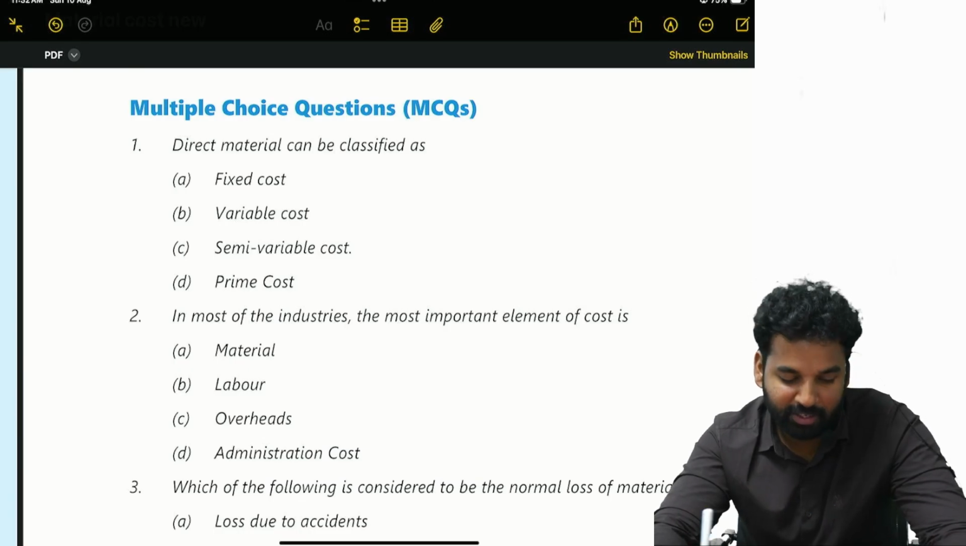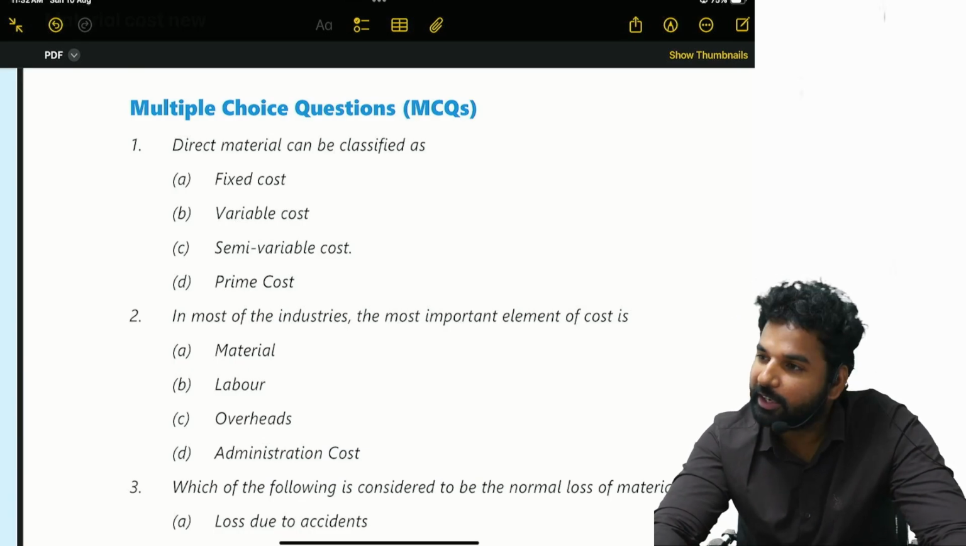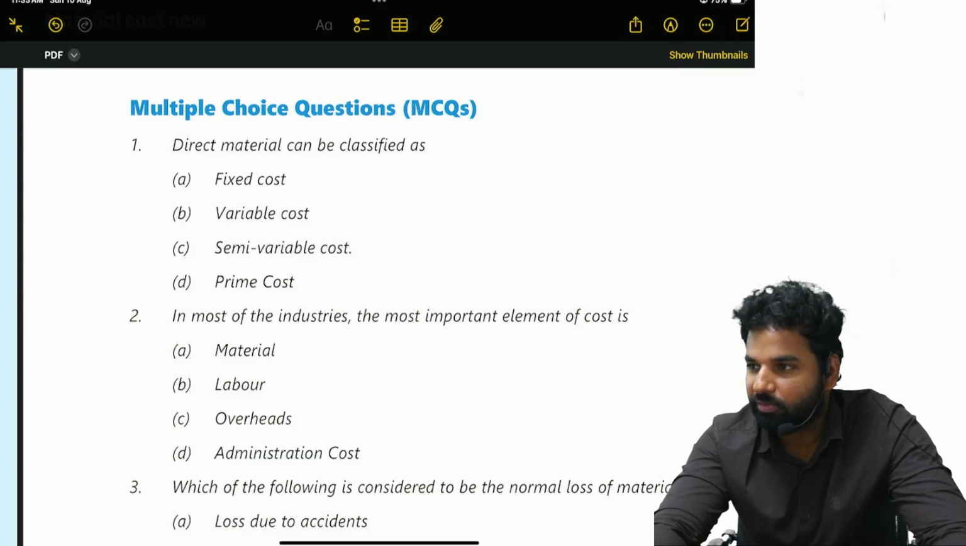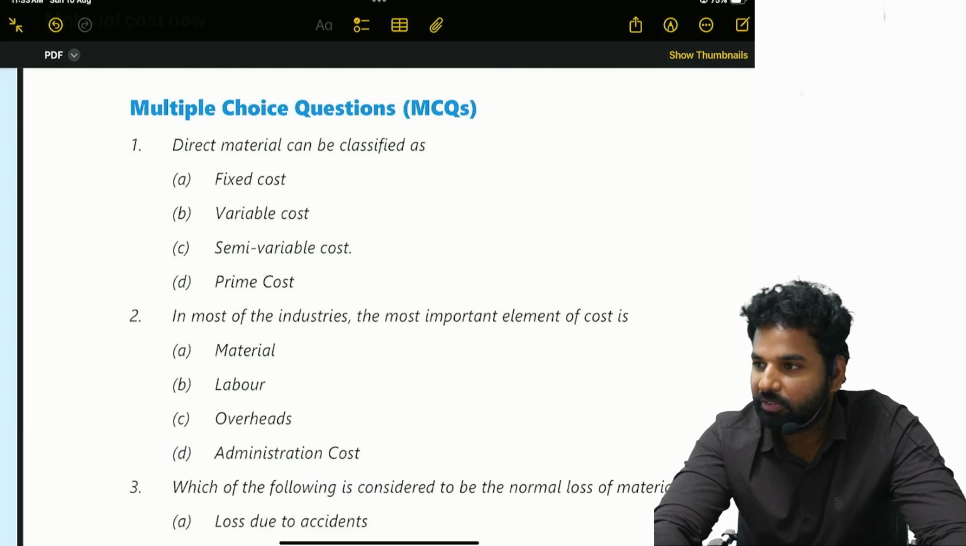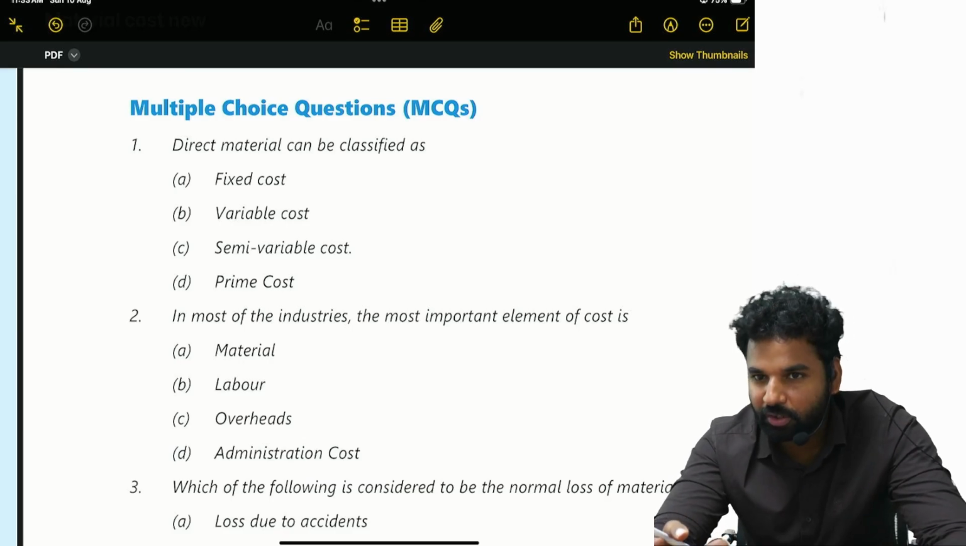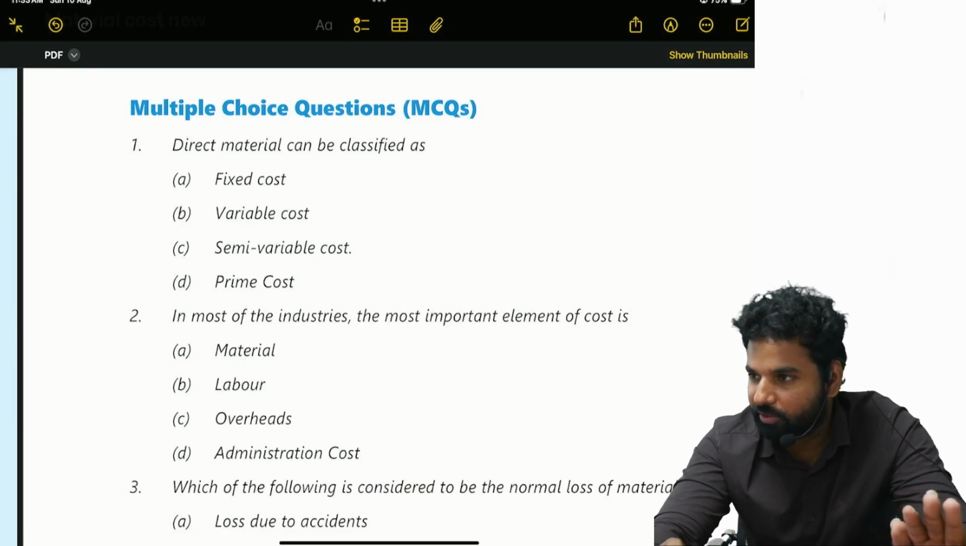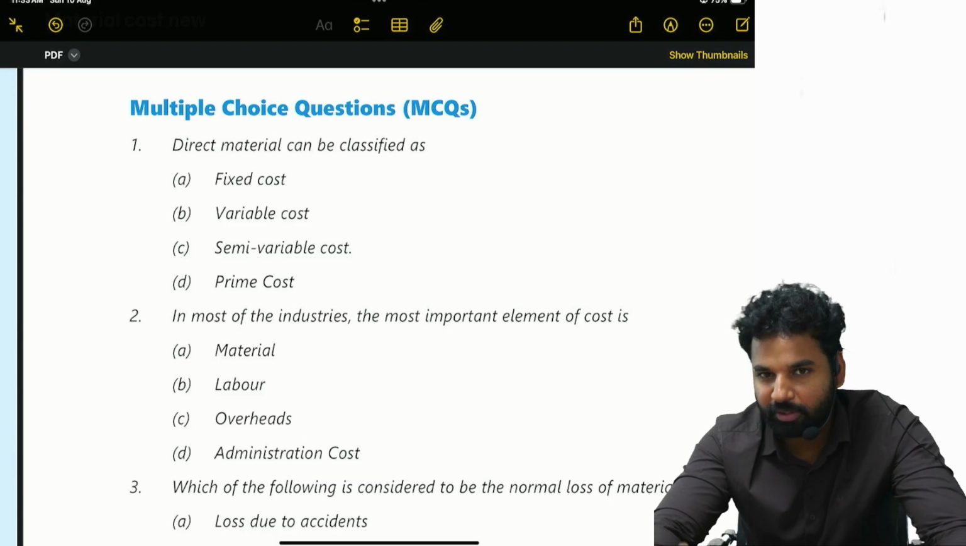Direct material means what? Used for production directly. So that means when the production increases, the consumption and need of this material will increase. That is the direct material. So that is what cost? Fixed cost.